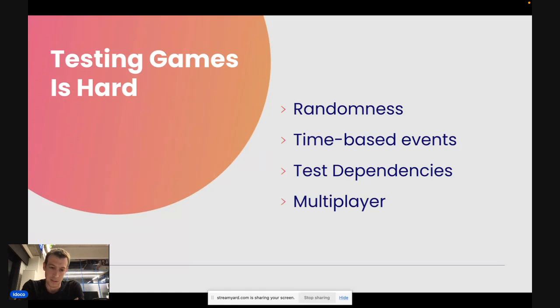Also, games tend to have time-based events. Specifically, if you look at mobile gaming, you have calendar events, something that happens only at a certain hour, a certain date, something like that. And it creates another problem because we want to run our tests exactly right now. So how can we simulate something that maybe takes a couple of hours to happen?